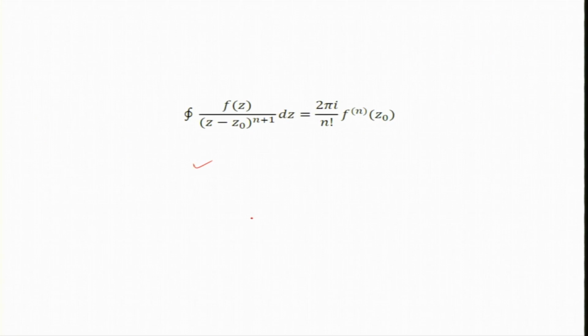Now, sometimes we get a power which is more than 1, n plus 1. Then the integral for the closed contour is 2 pi I by n factorial times f n of z naught.